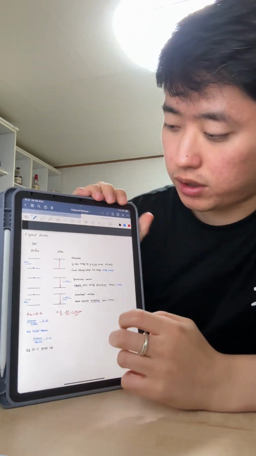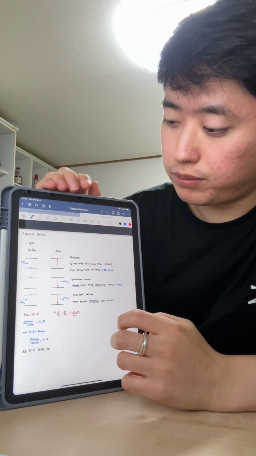Optical devices operate with light, either absorbing light or emitting light. If they absorb light, it creates current and voltage, and when voltage is applied to optical devices, they can emit some light. So this is the operation of optical devices.